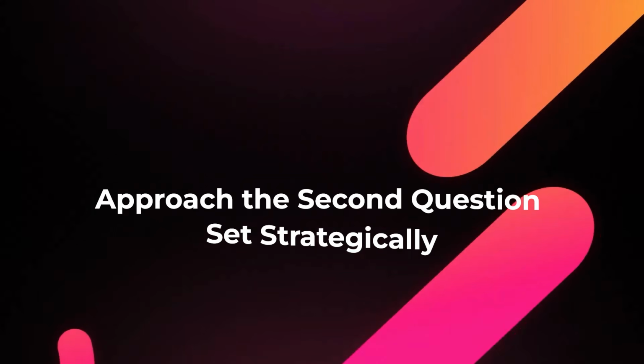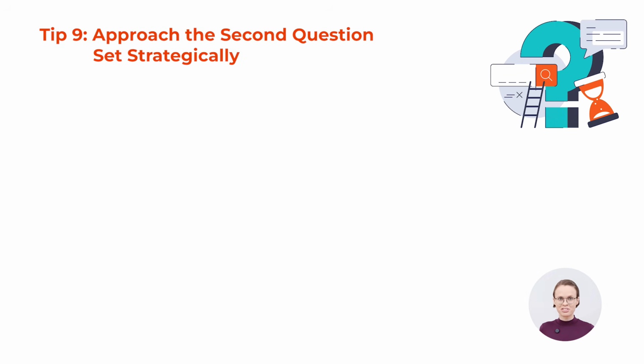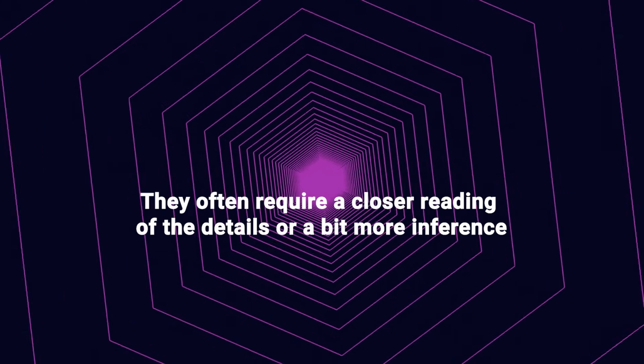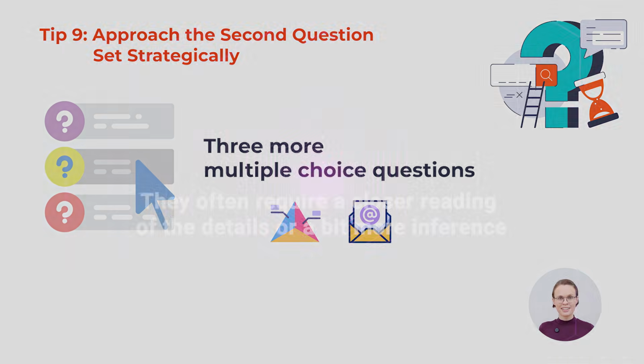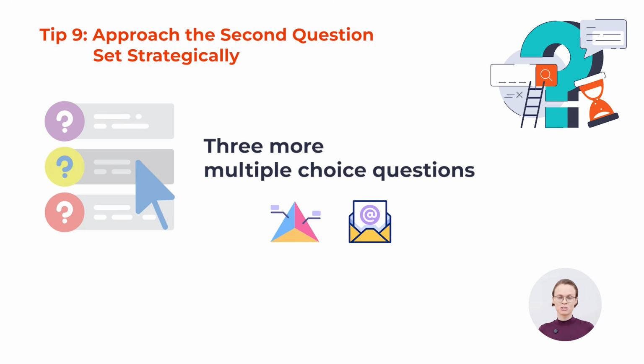Here comes tip number 9, which is about the second set of questions in part 2. After the first 5 questions, you have to answer 3 more multiple choice questions. These questions ask about both the diagram and the email. They are usually slightly more challenging because they often require a closer reading of the details or a bit more inference. Here is a warning. Don't assume that you remember everything you have already read. Go back and check. It's very easy to think you remember a specific detail and then choose the wrong answer. Don't rely on your memory, but on the actual text.